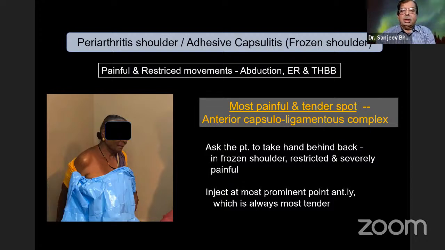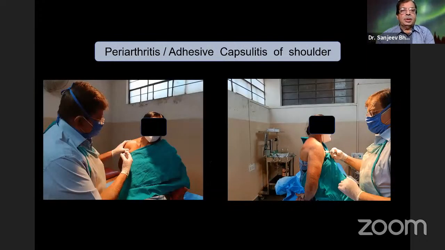Now, the most painful and tender spot in all these conditions, I have always found, is at the anterior capsular ligamentous complex. This is the spot where the maximum tenderness is there. Ask the patient to take the hand behind the back as much as he or she can, because in frozen shoulder this movement is restricted and severely painful in many conditions. And inject at the most prominent point anteriorly, which is always most tender. So this is the injection which I am doing at the anterior capsular ligamentous complex.